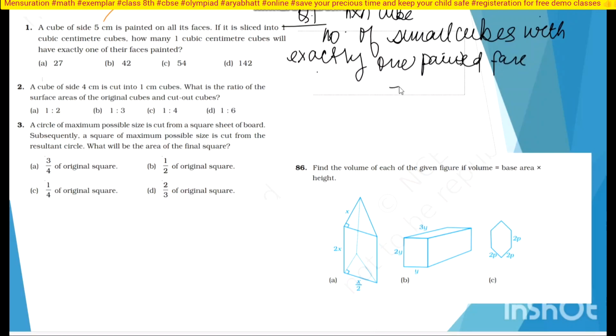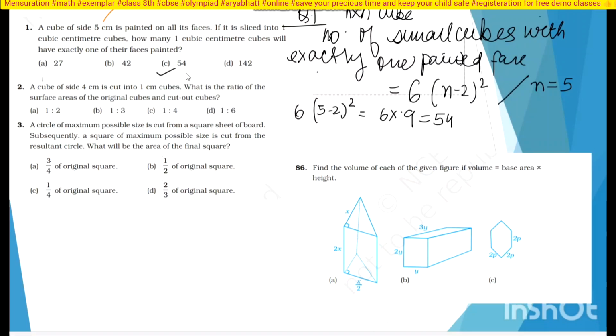Because there are six faces, right? So it is 6 into (n minus 2) whole square. If n is equal to 5, because they are asking one face to be painted, putting the n value here, 6 into (5 minus 2) whole square is equal to 6 into 3 whole square, that is 9. So it will be 54. C will be your right option.